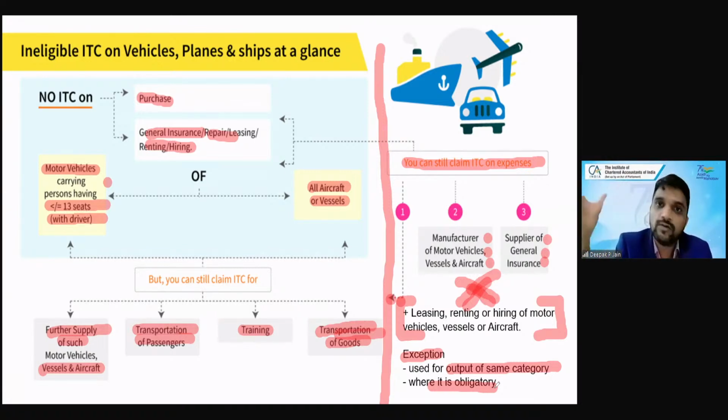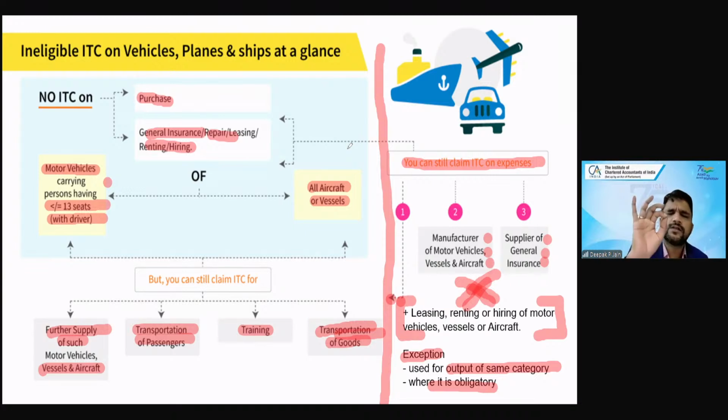But if it's a BPO, it is guided by the labor laws of the state, and the government imposes saying that for all your employees who are doing night shift, you have to ensure safety of your employees, you have to provide cab services. There it is obligatory. So once it is obligatory, credit will be applicable. If it is non-obligatory, credit will not be applicable. Clear with this?